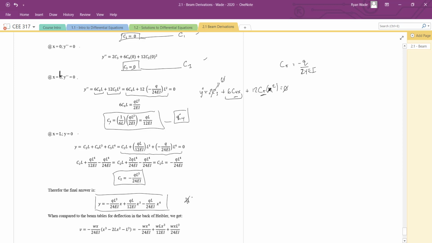If I look at the back of the Hibbeler textbook, this is the equation that it gives us in the beam table for a uniformly distributed load. They call it W in the back of the book, and I left it that way on purpose, for any point x along a simply supported beam with a uniformly distributed load. It looks like it's in this form. However, if you factor it out, this is what you end up with.